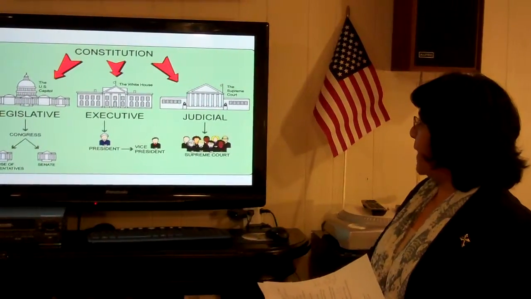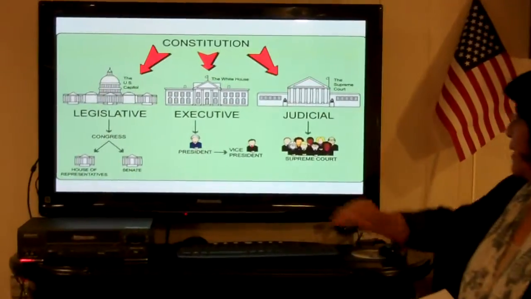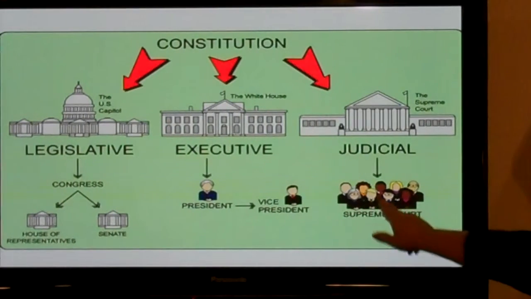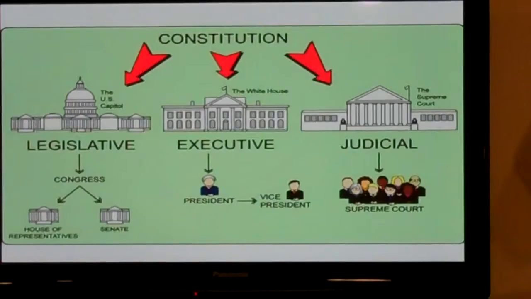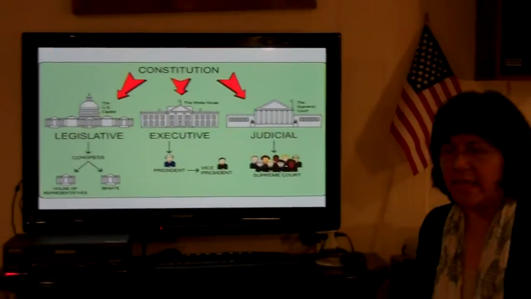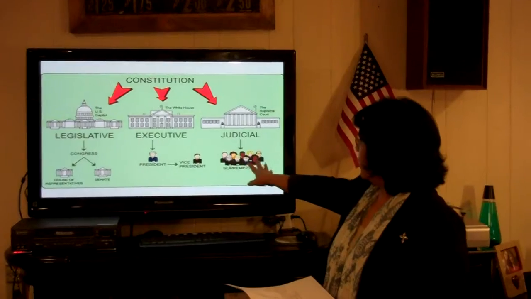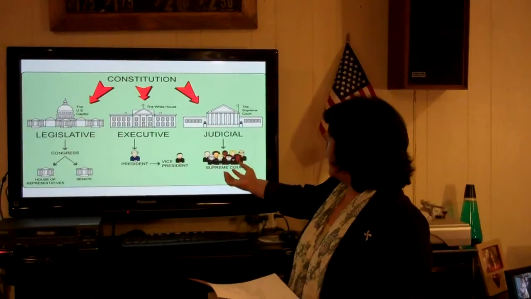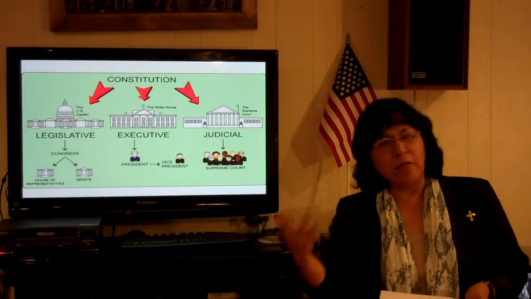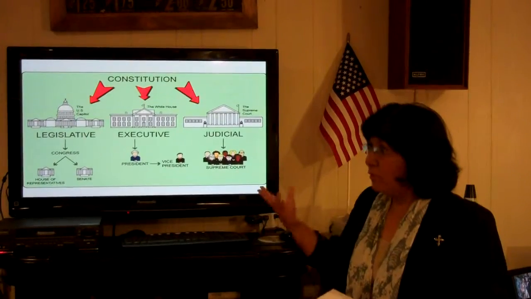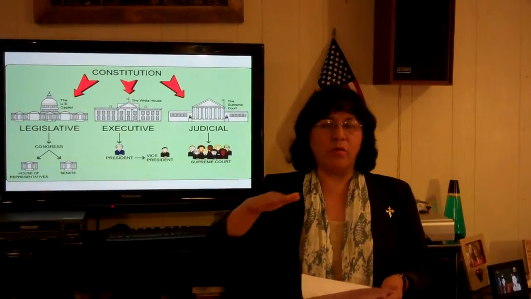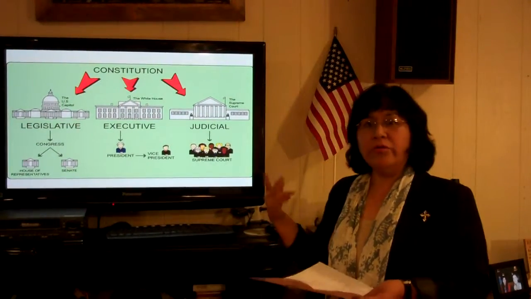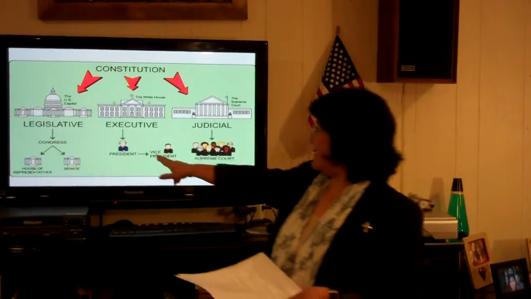Now, let's move to the judicial branch. The judicial branch, as you see, has not only 2, they have 1, 2, 3, 4, 5, 6, 7, 8, 9 justices. And those people, how will they get along? We don't know. But those people are responsible for making sure we have an equal law, that everybody under the law is going to be treated equally. So those 9 justices are going to be selected by the president.